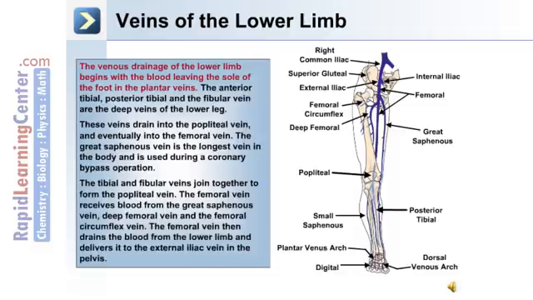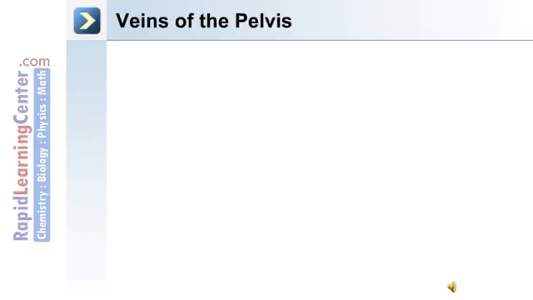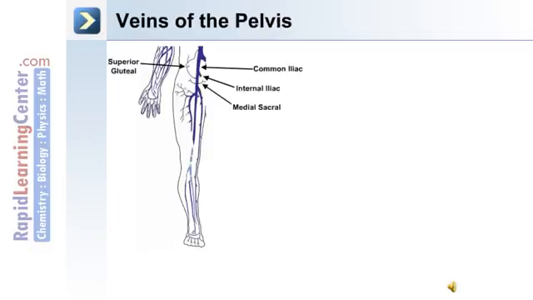The femoral vein receives blood from the great saphenous vein, deep femoral vein, and the femoral circumflex vein. The femoral vein then drains the blood from the lower limb and delivers it to the external iliac vein in the pelvis.